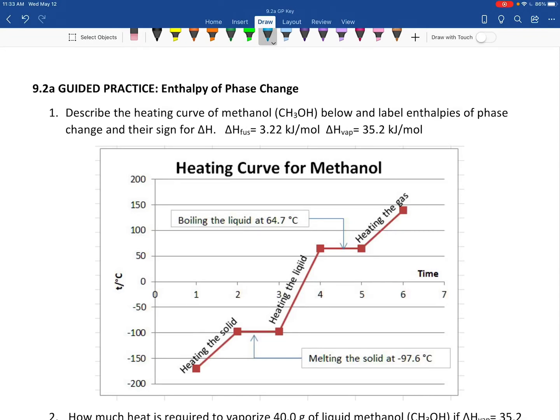Welcome to this guided practice on enthalpy of phase change. First thing I want to do is take a look at this problem number 1. Describe the heating curve of methanol and label the enthalpies of phase change and their sign for delta H.